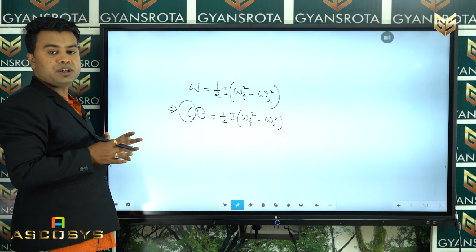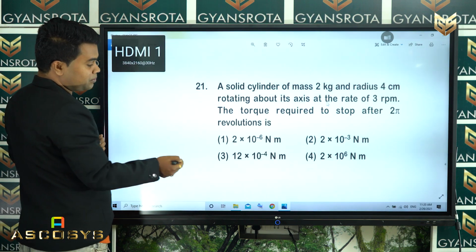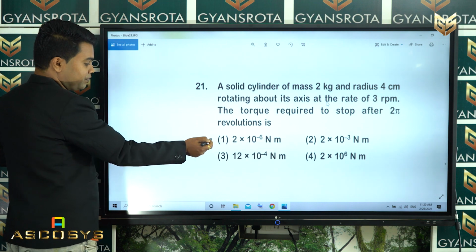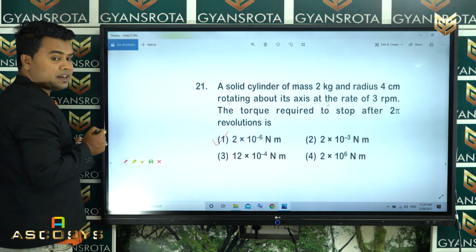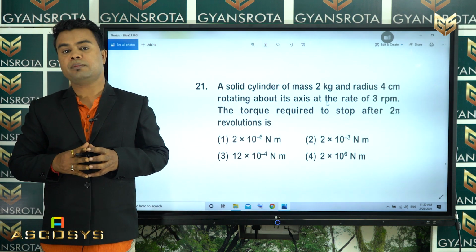The answer will come out to be 2 × 10⁻⁶ Newton meter. Option number A will be your correct answer. Please put the values and see it. So number 1 is your correct answer. So let us move to the next question, that is question number 22.